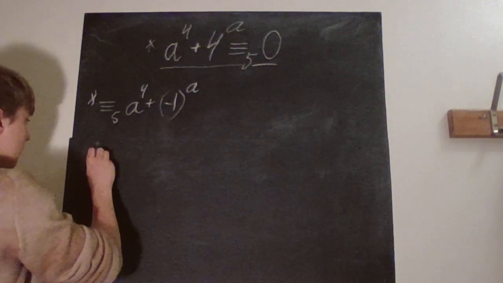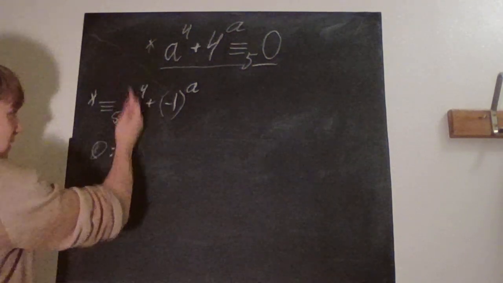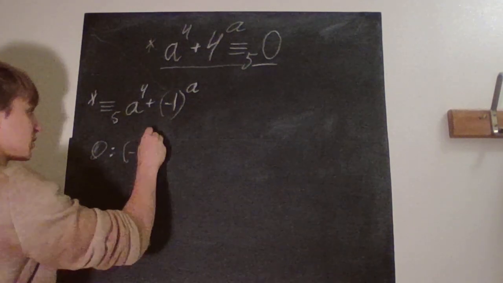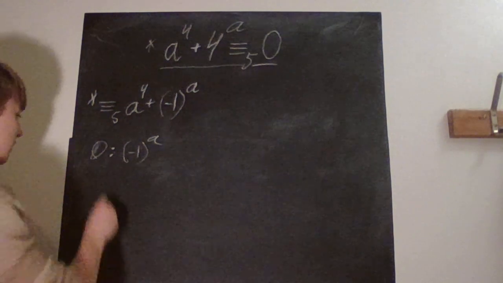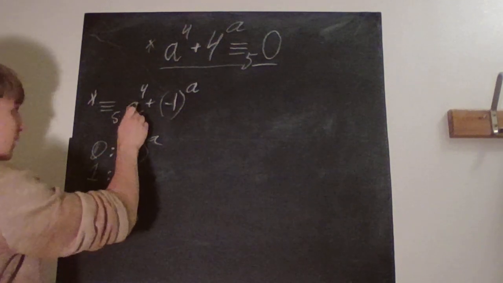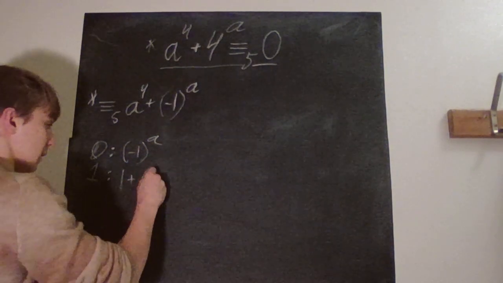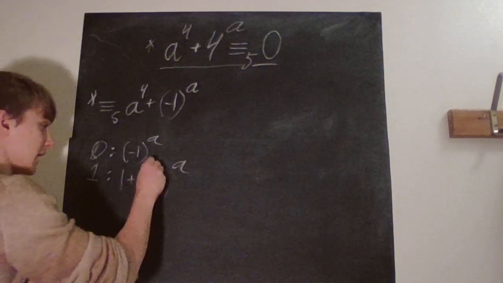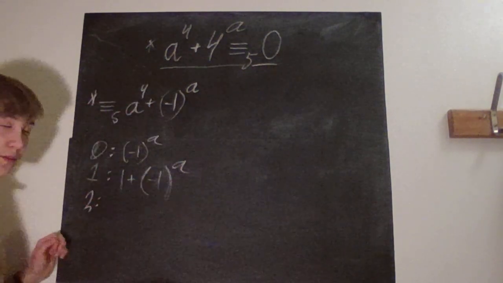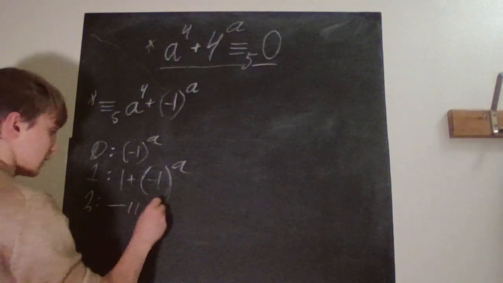Okay, we'll start with 0 in modulus 5. Then this thing just disappears, and what we're left with is just minus 1 to the power of a. Great. And with 1, we get 1 to the power of 4, which is just 1. So we get a 1 plus minus 1 to the power of a. And for 2, we get 2 to the power of 4, that is 16, in modulus 5, that is 1. So we get the same thing.